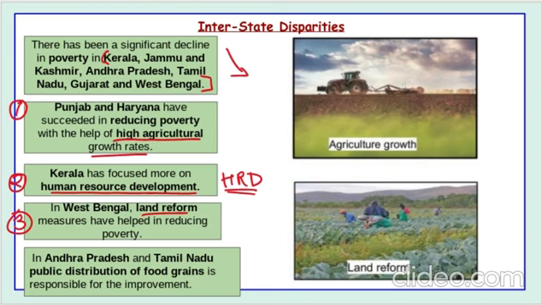Now next is Andhra Pradesh. In Andhra Pradesh and Tamil Nadu, public distribution of food grains is responsible for the decline in poverty. Since poor people cannot afford to spend that much money, they did public distribution of the food grains.